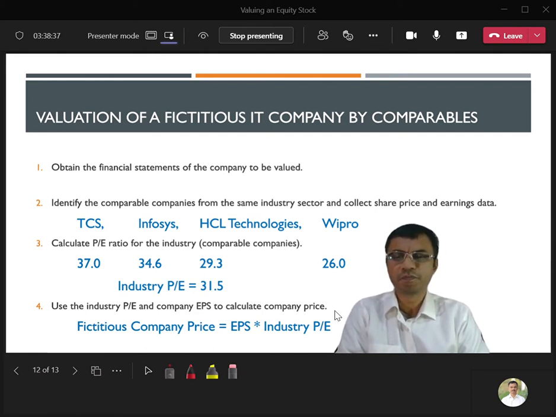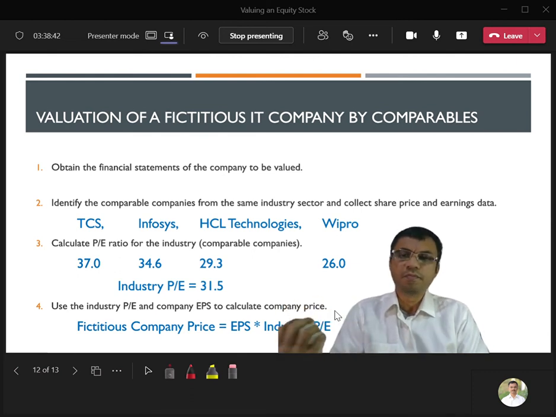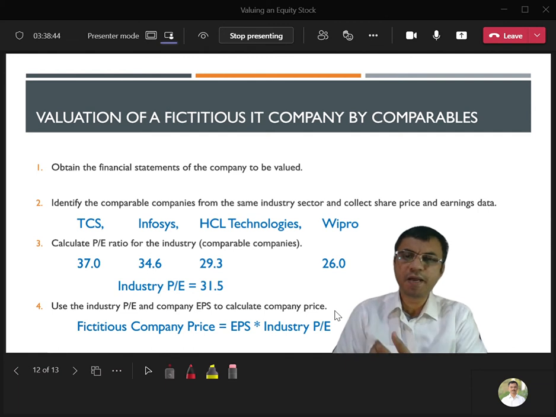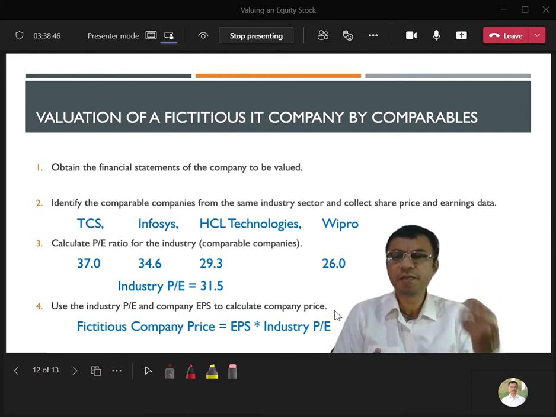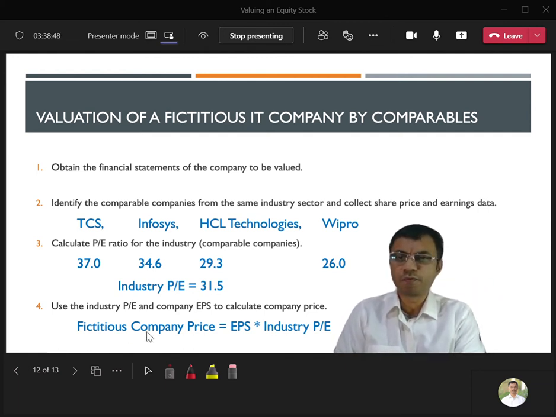So the formula is very simple. I basically see that industry P by E equals the company P by E. So from company P by E, I move the earnings on this side, that is EPS, and I get the price of the company.